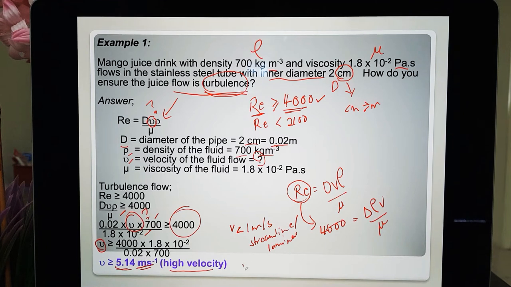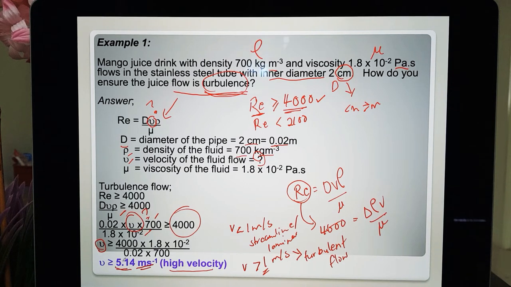However, if the velocity is greater than 1 meter per second, then this indicates turbulent flow, because the velocity of the flow is very fast. When it is more than 1 meter per second, the flow of the fluid becomes more disturbed. So that's why it is categorized as turbulent flow if the velocity is greater than 1 meter per second.